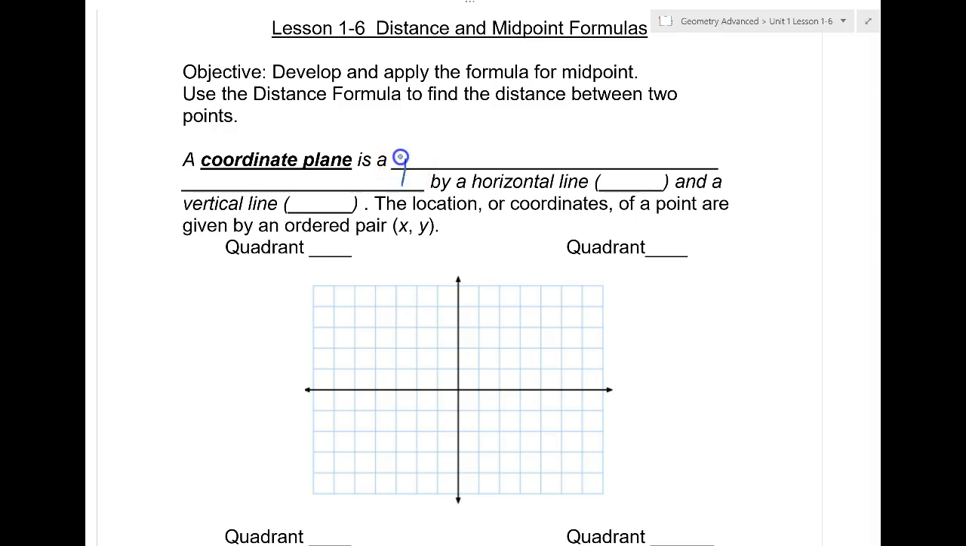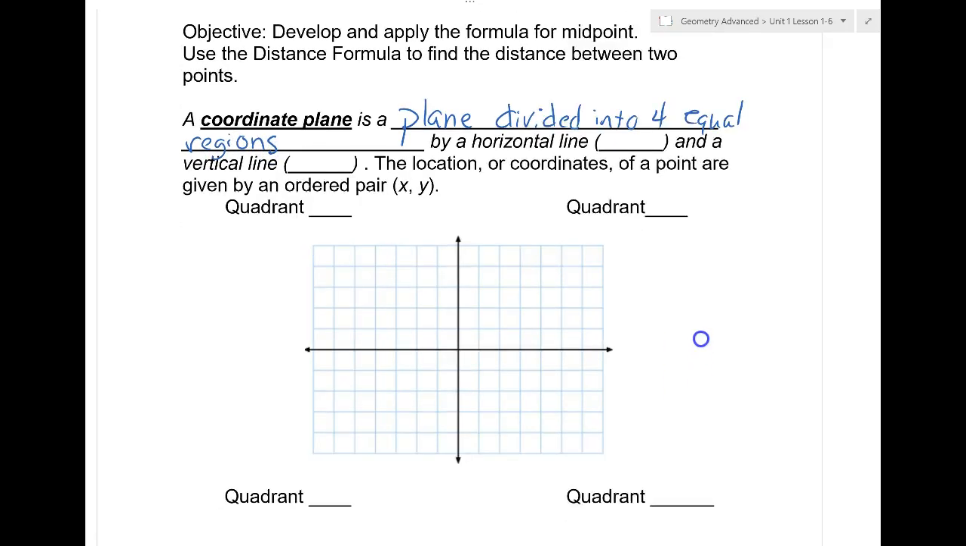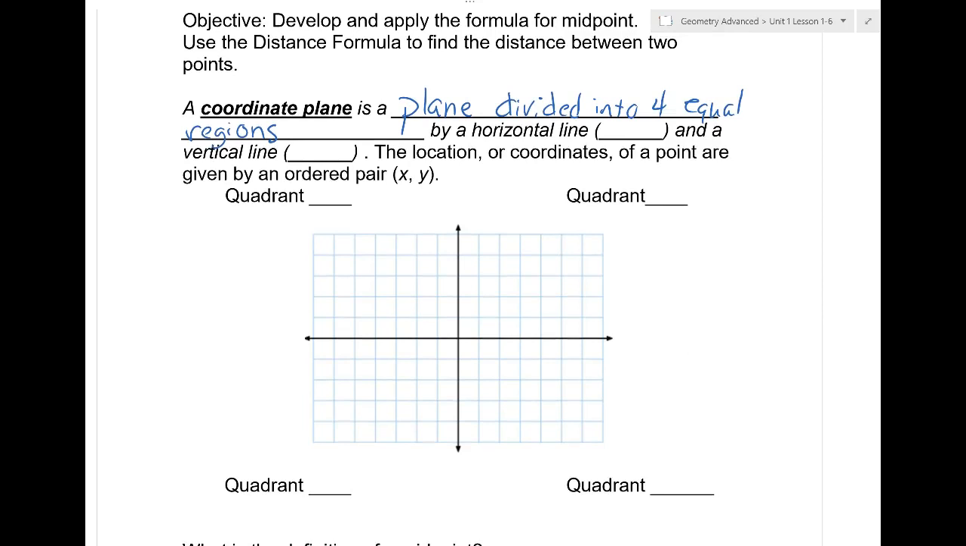A coordinate plane is a, get this, a plane divided into 4 equal regions. Now, those equal regions, we're going to stop here for a moment, are called quadrants, right? Quad means 4. All right, guys, where's quadrant 1? Top right, correct. So top right, so quadrant 1.